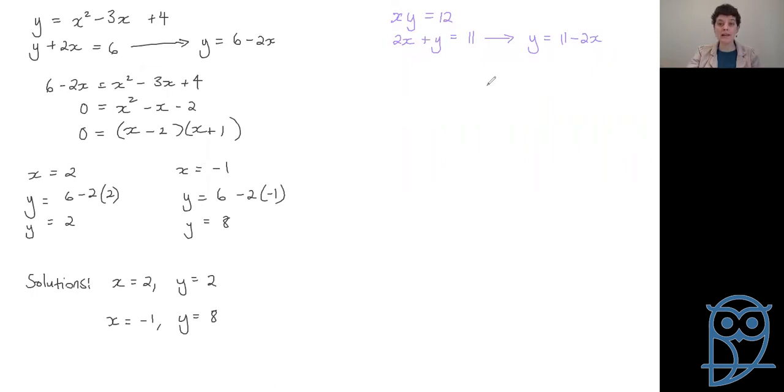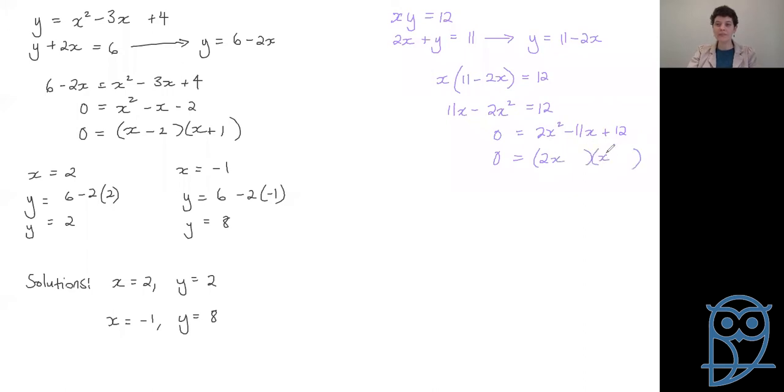Exactly the same idea: x, and instead of y, we're going to substitute 11 minus 2x, equals 12. So that then opens up, it gives us 11x minus 2x squared equals 12. We want to work with a happy quadratic, makes life a little bit easier. So 0 equals 2x squared minus 11x plus 12. 12 and 11 slightly unusual, but the 2 is prime, so let's go ahead and factorize anyway.